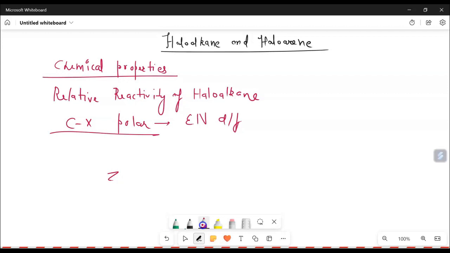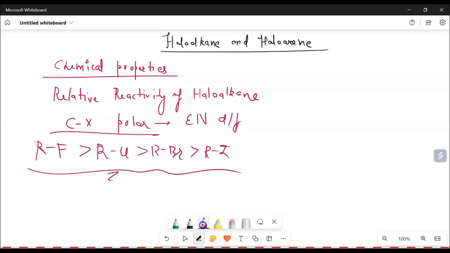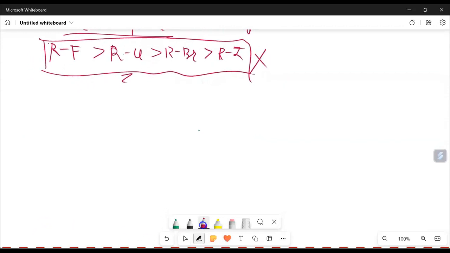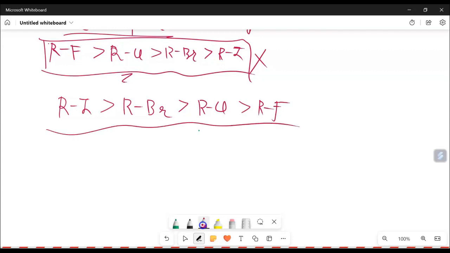So the reactivity order would be like that: R-F is more electronegative than R-Cl or R-Br or R-I, because of the electronegativity difference. But in reality, the order is not like that. Because of the bond length and bond dissociation energy, the R-I bond is easier to break in comparison to R-Br, R-Cl, and R-F. So this is the reactivity order on the basis of the C-X bond.